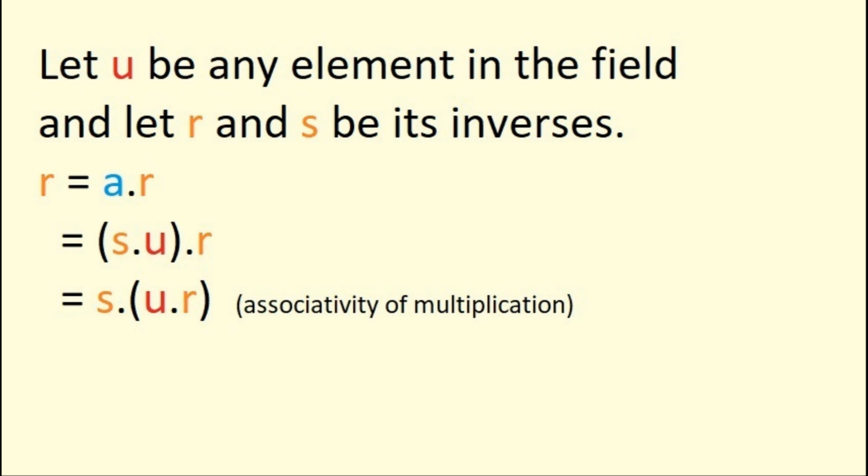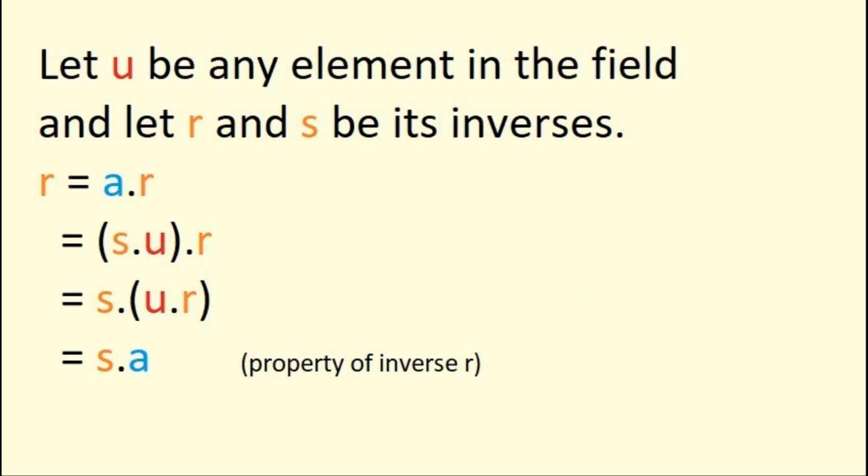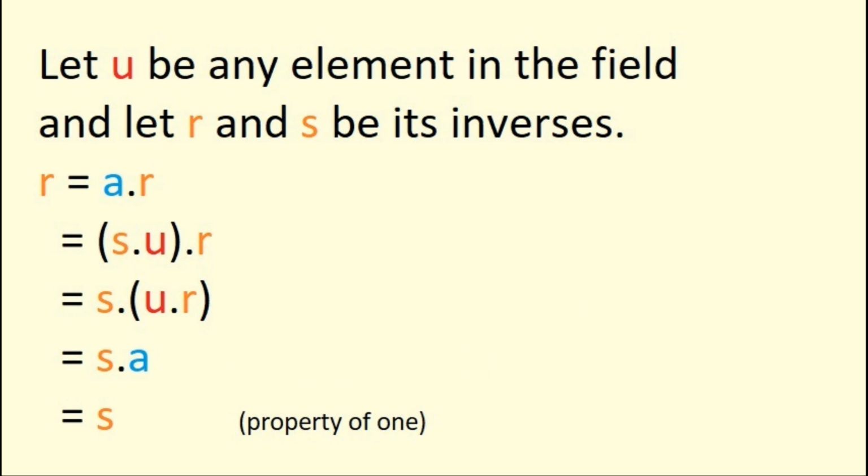Now we use the associativity of multiplication to swap the brackets. This is a very important step because now it will simplify into something entirely different. Then the expression is simplified using the property of inverses for the first inverse, this time called R, leaving this expression containing the second inverse called S. This expression is simplified again using the property of 1 to become equal to the second inverse called S. So the proof is finished since R has been shown to be equal to S.